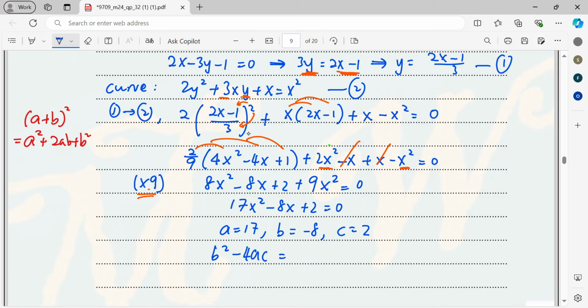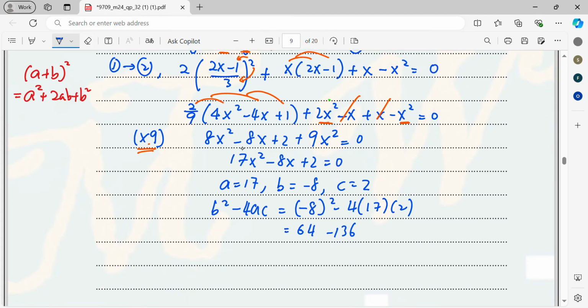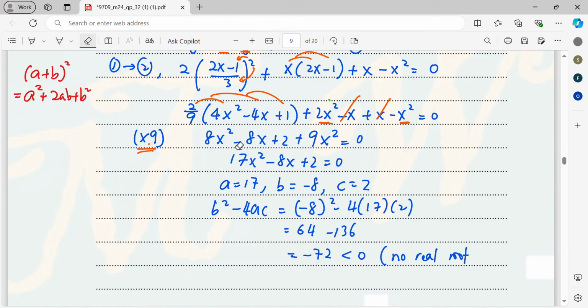Now I will just calculate what this value is. That is minus 8 squared minus 4 times 17 times 2. So this is going to be 64 minus 136, and then you will be getting negative 72. This value is less than 0, and less than 0 means no real root. So in other words, no intersection. No solution for the intersection of these two curves.